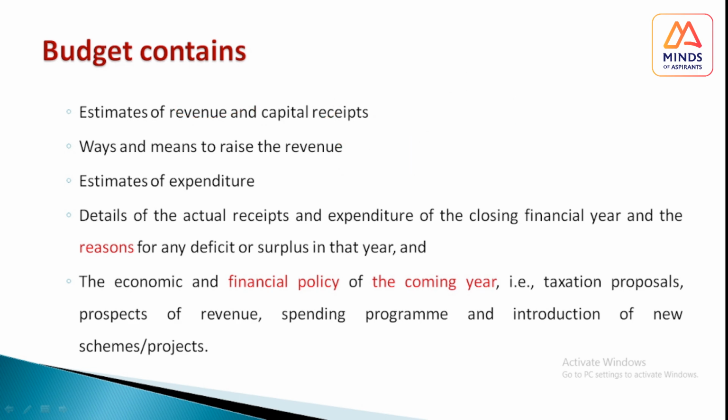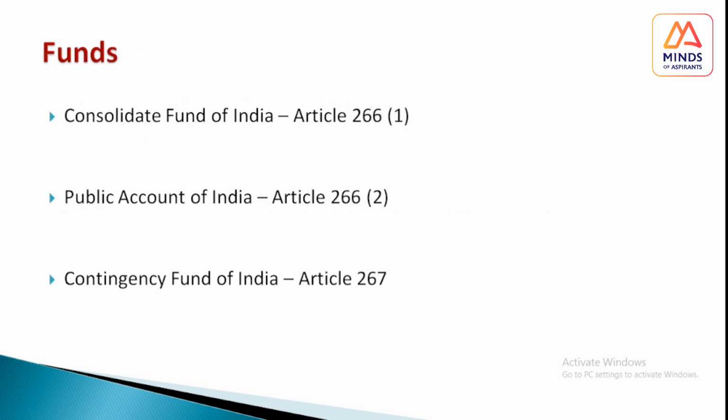Good. Moving forward. These are the 3 articles which represent the annual financial statement, and the budget revolves around these funds, that is Consolidated Fund of India, Public Accounts of India, and Contingency Fund of India. Please do remember these, it will come in handy in this examination.